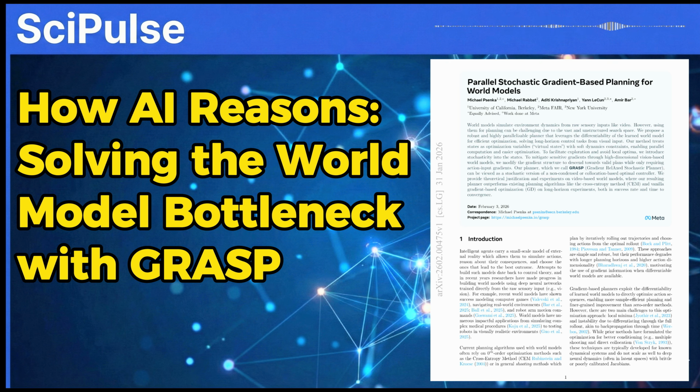I want to hear about Push-T. It's a classic robotics headache. You have a robot arm and a T-shaped block. You have to push it to a target, but T-shapes are awkward. Right. If you push the wrong side, it spins away. You have to plan very, very carefully.